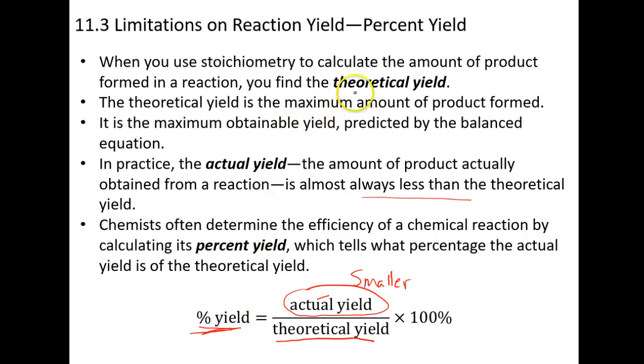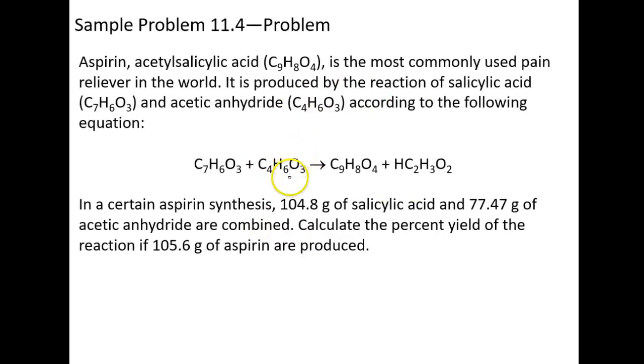And the theoretical yield is what you do on paper. So we're actually going to do a full problem. This is an aspirin example, and then we're going to do a percent yield. So notice, in a certain aspirin synthesis, 104.8 grams of salicylic acid, this is salicylic acid right here, is reacted with 77.47 grams of acetic anhydride. Calculate the percent yield of the reaction if 105.6 grams is isolated, or produced.